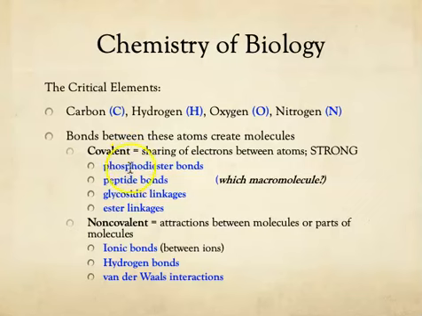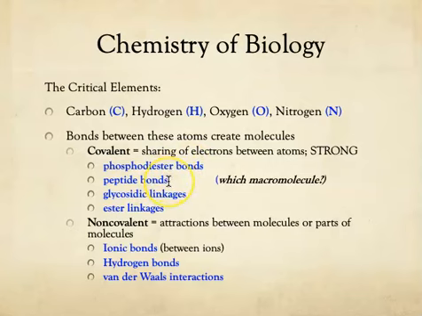Now, I've got four names listed, and each one of these is found in a different macromolecule. You should be familiar with which macromolecule contains which type of covalent bond. The phosphodiester bond, for example, is the type of covalent bond that joins together nucleotides in DNA and RNA.